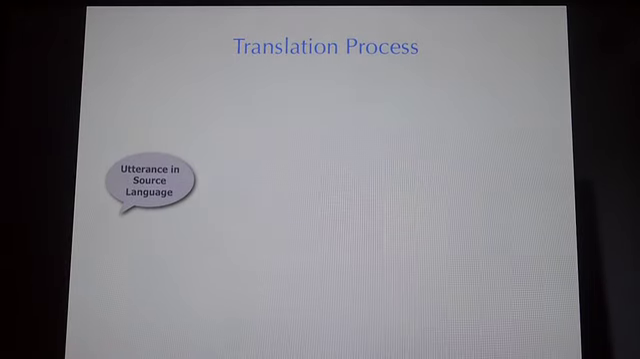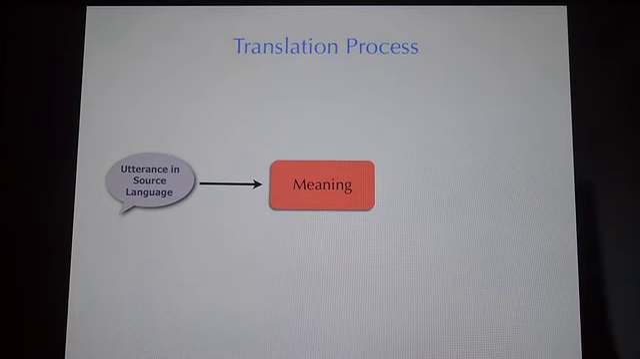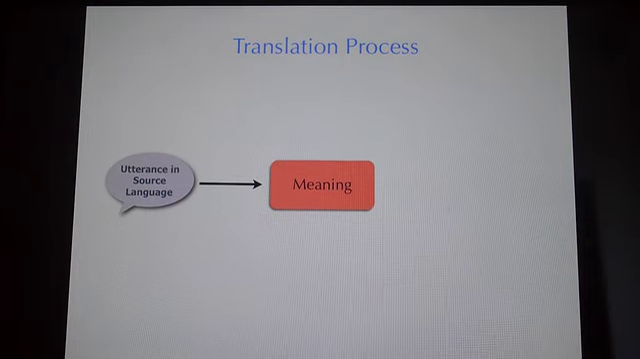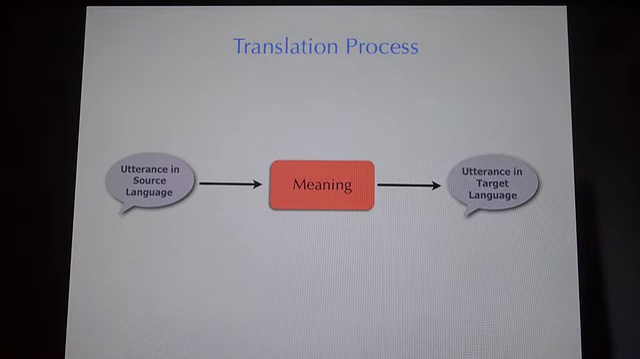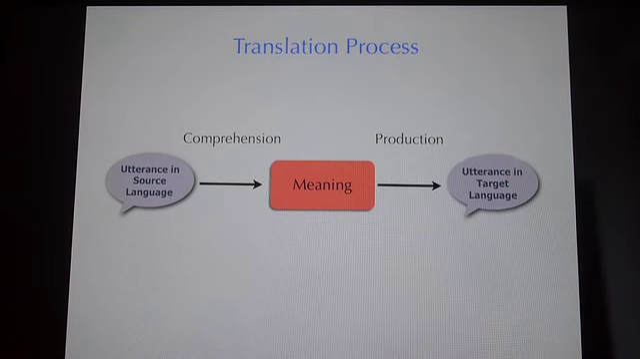So how does this happen typically? It has been suggested that the translation process looks something like this. You receive an utterance in a source language, you basically reform this utterance based on what it means. So you represent the meaning of this utterance, and then you regenerate a new sentence in the target language which explains the same meaning. So on the one hand, you have the comprehension process where you understand a sentence in the source form, and then on the other hand, you reproduce the meaning in the target language.